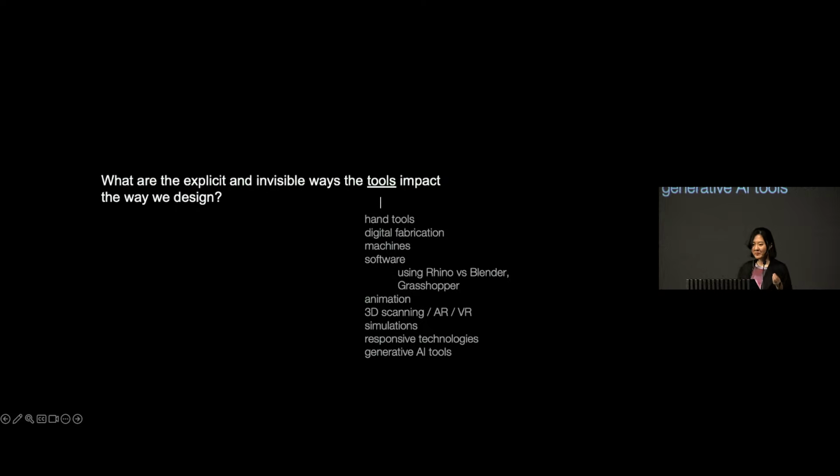And so probably my driving question is, what are the explicit, but also sometimes and very often, the invisible ways that the tools impact the ways we design? And so these tools are kind of wide-ranging, can be from hand tools, digital fabrication machines, software like CAD, Rhino, Blender, animation, 3D scanning, AR, VR, simulations, etc. And we get to, these days, generative AI.